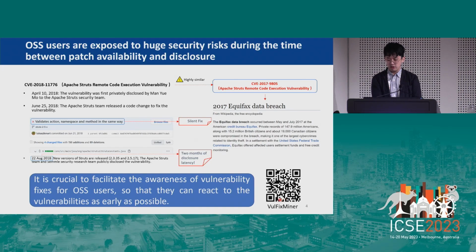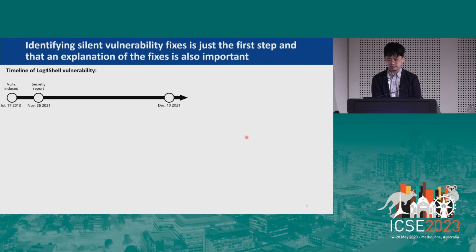Our prior work, VulFixMiner, is one of the SOTA in detecting such silent fixes. However, identifying silent fixes is just the first step. The explanation of the fixes is also important. Here is the timeline of the Log4Shell vulnerability. It was first privately reported to the Apache security team, and the vulnerability was disclosed on December 10.